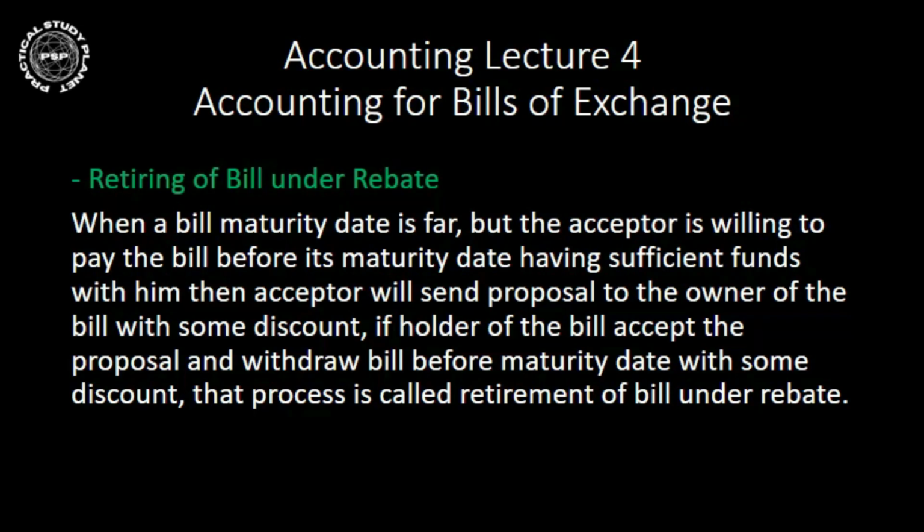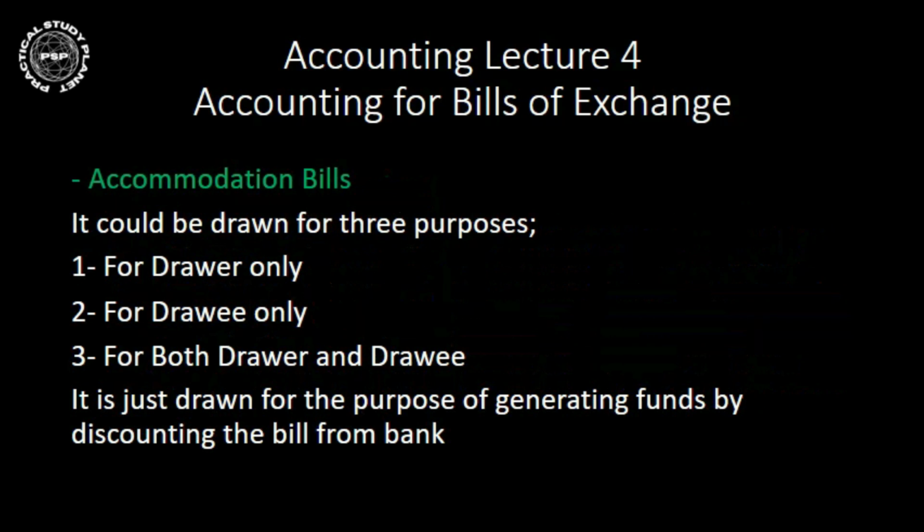Accommodation bills. It could be drawn for three purposes: for the drawer only, for the drawee only, or for both drawer and drawee. It is just drawn for the purpose of generating funds by discounting the bill from the bank.